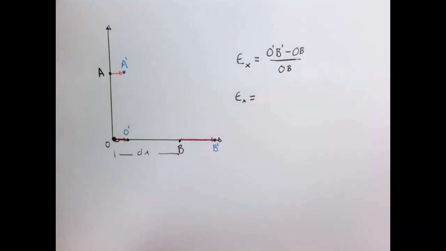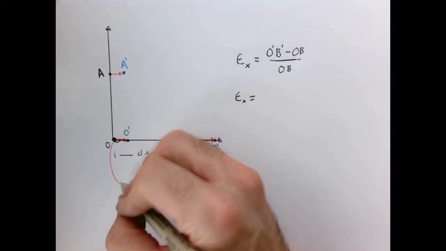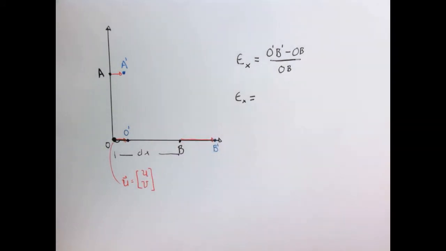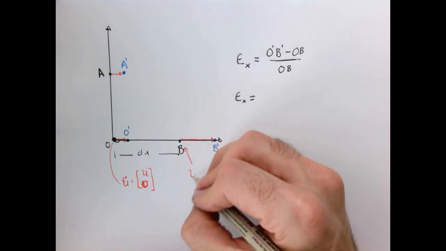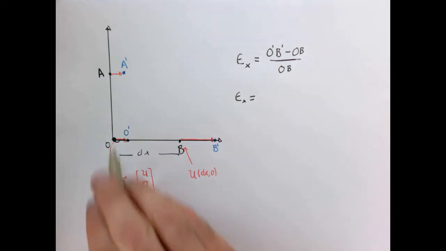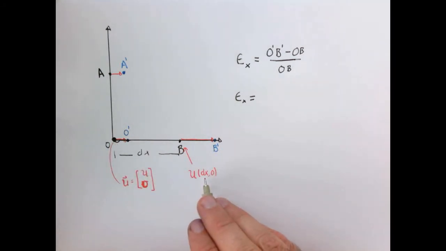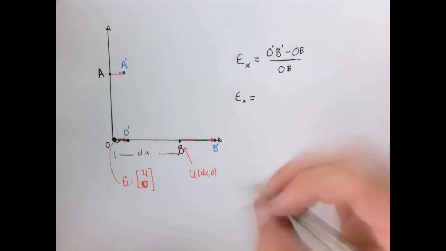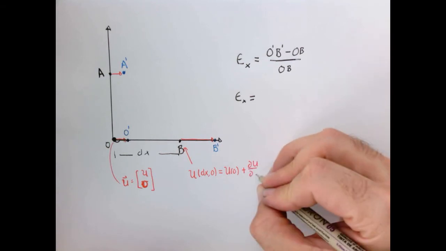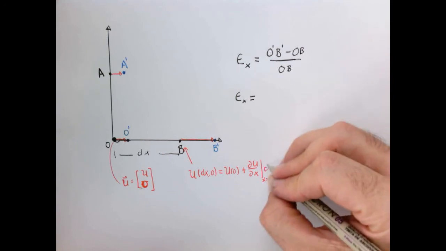Point O prime moves by a distance given by its displacement field, right? So we have our displacement vector at this point, given as u and v. By the motion we see, there's no v component, so that's just 0, and there's only u. At this point, there's the component u, but it's evaluated at the point dx, comma 0. The value of u at the origin is given here, and here it's a little bit further from it. So how do we compute the value of a function when it's close to another one? Well, we use the Taylor series. So it's u at 0 plus the partial derivative of u with respect to x, evaluated at x equals 0, times dx.